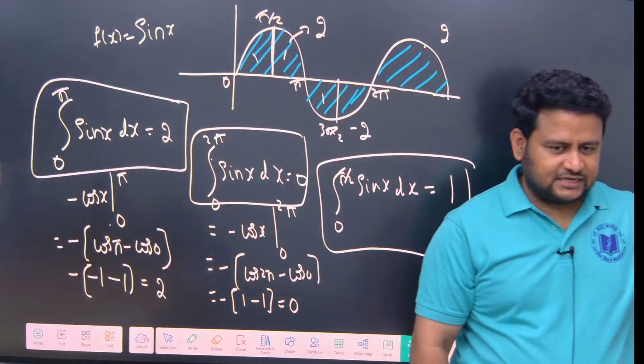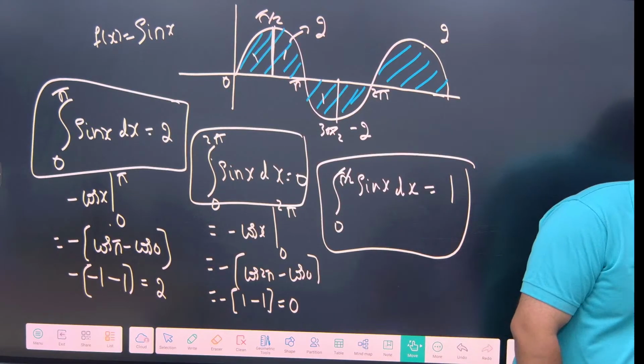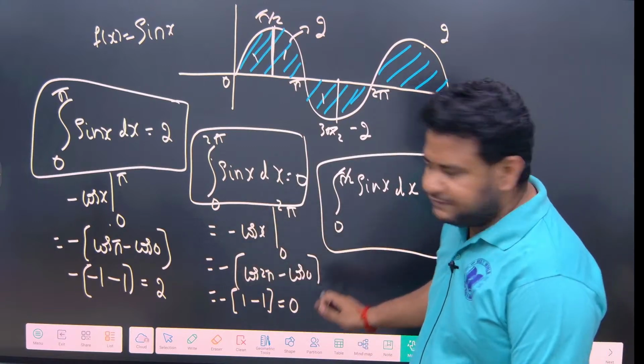F of x equals mod sin x, if they give. Anvi, please do share. F of x is mod sin x. So written this one. Okay, can we go to the mod sin x thing?